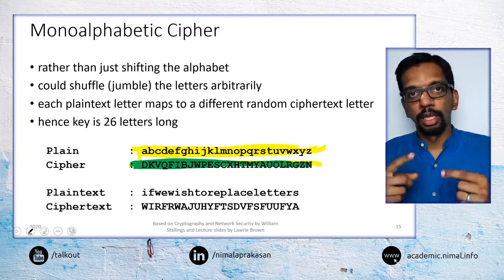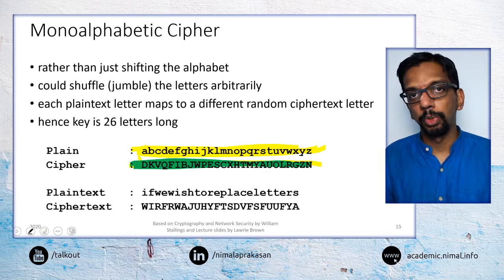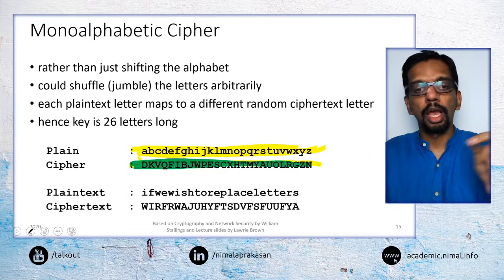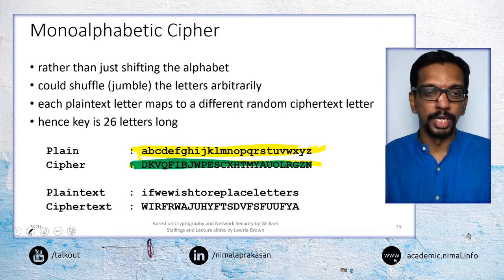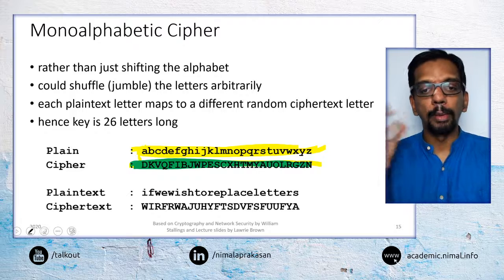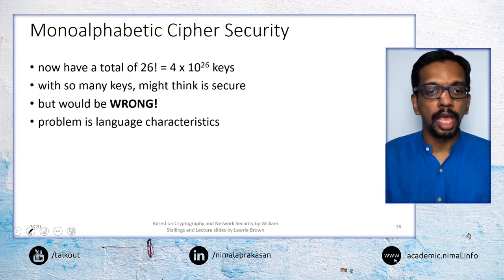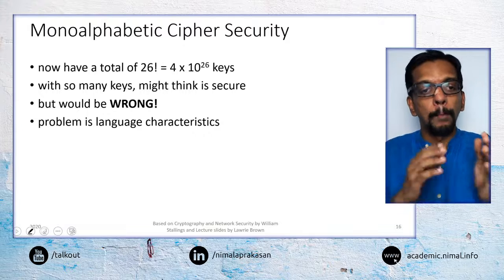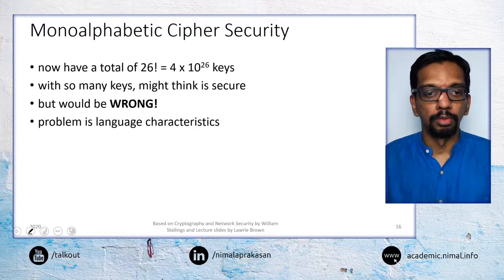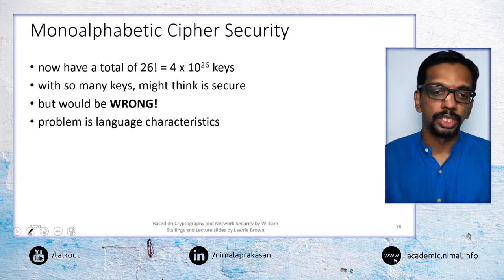So then we cannot guess using that type of brute force attack, because there can be many more combinations. With the Caesar cipher we only had 26 combinations, whereas with a monoalphabetic cipher, where we have arbitrarily ordered letters, the total number of keys is much larger.